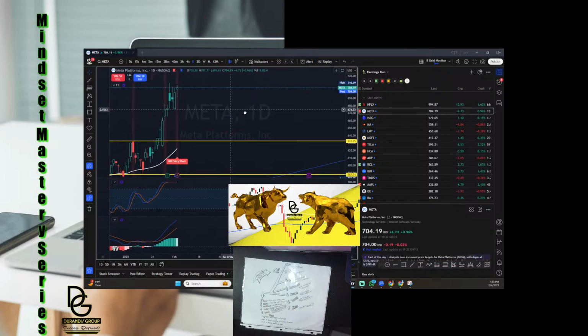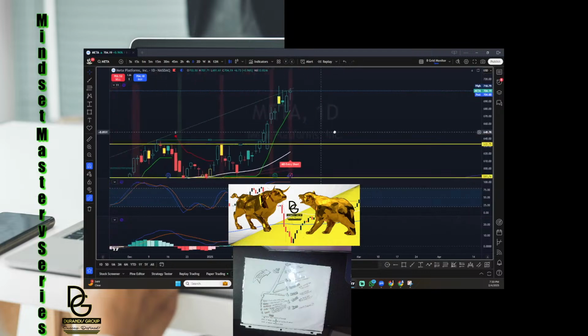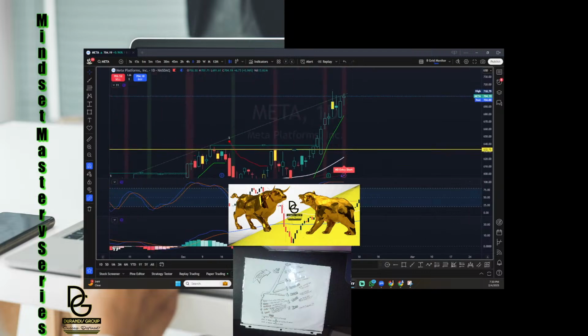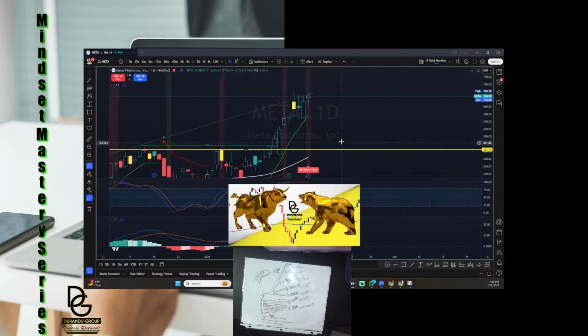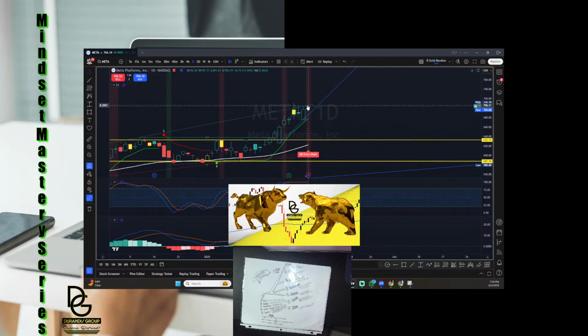Let's look at Meta. Meta is another good example. Nice little push up right here. Got a good support, and this area is an order block. So 700 is going to be a tough area. We're down pre-market slightly, but I think we could continue up. They had solid earnings.